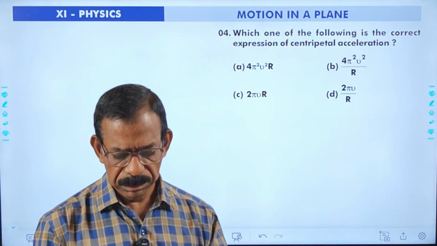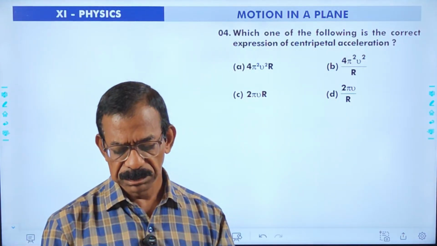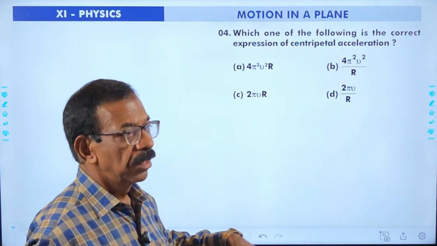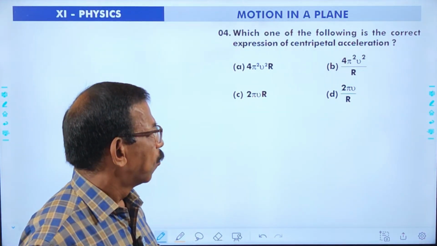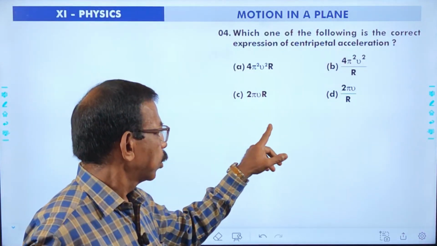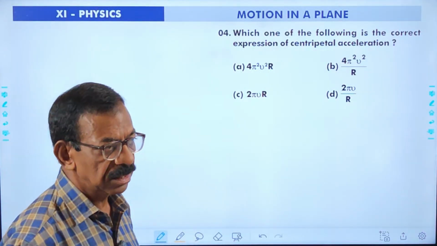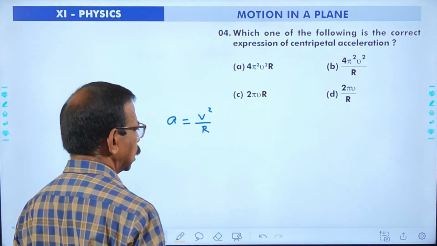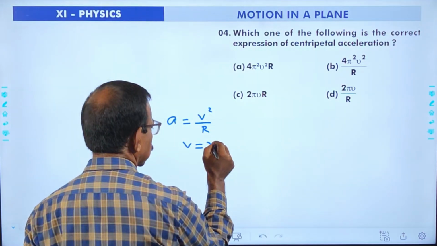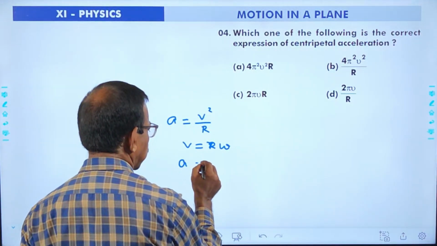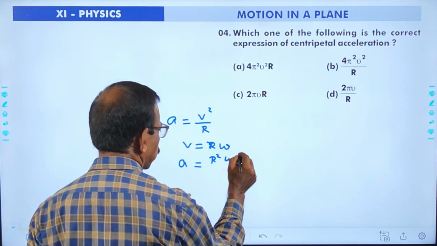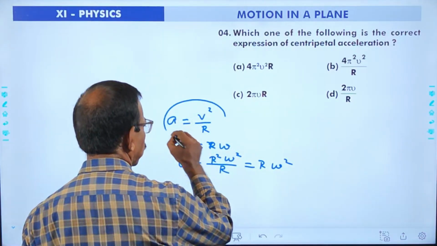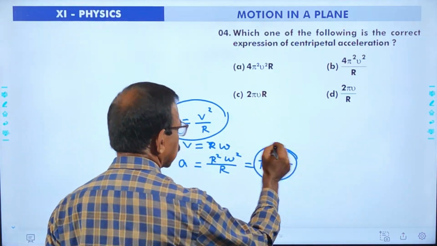Then question number 4. Which one of the following is the correct expression for the centripetal acceleration? Here the options are 4 pi nu square r square, 4 pi square nu square by r, 2 pi nu r, and 2 pi nu by r. We know that the centripetal acceleration is given by a equals v square by r. But we know that v equals r omega. Then the relation may be a equals r square omega square by r, or r omega square. This is the relation for centripetal acceleration.